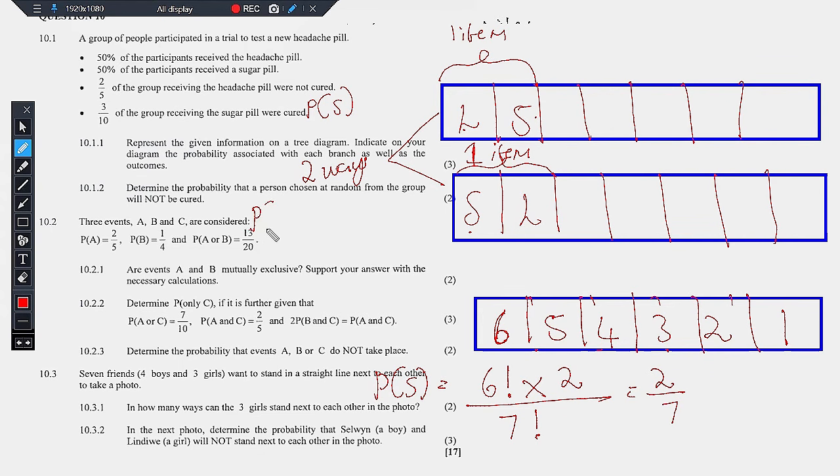Now the probability that they will not stand next to each other is 1 minus the probability that they will stand next to each other. So this is 1 minus 2 over 7, which of course still gives us 5 over 7. If you write it in decimal form, it is 0.71. So this would be the much more convenient way to solve it. Just group Lindiwe and Selwyn, and then remember to multiply by the number of possible ways in which you can arrange the ones that you just made into an item.